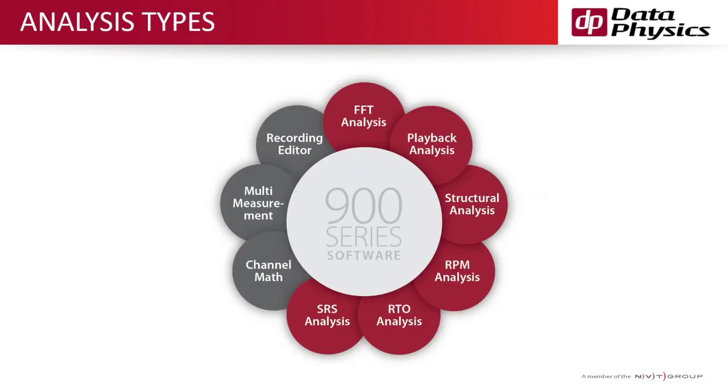There are different analysis types, starting with FFT analysis, the regular FFT analysis, recording and playback analysis, structural analysis, including your transfer function measurements, MIMO measurements, demodulation, RPM analysis to synchronize the data to the speed of the rotating shaft, real-time octave analysis, and shock response analysis to characterize shock data. All these are the conventional measurement types.